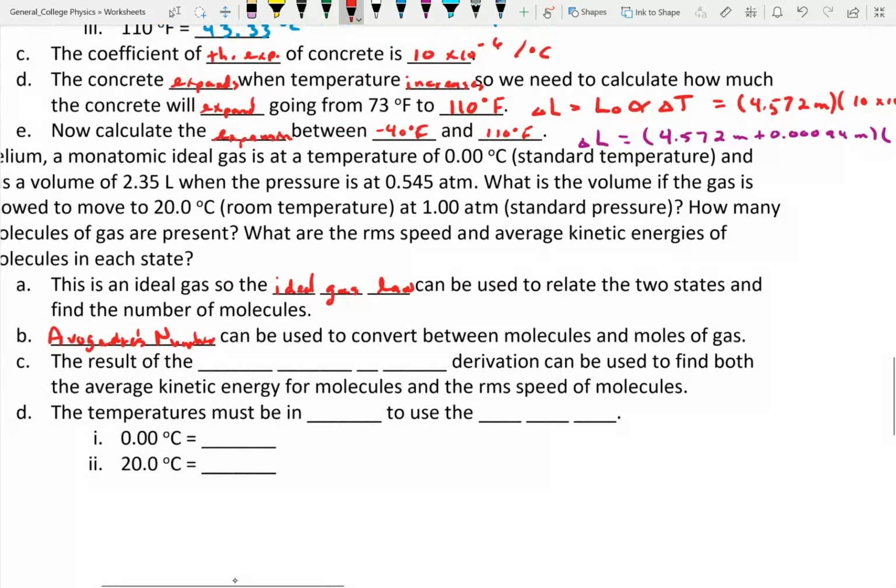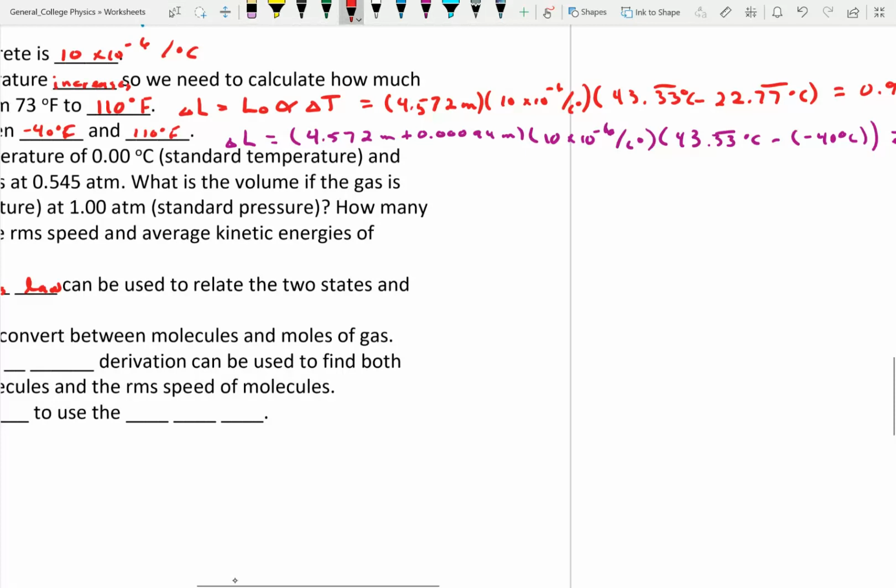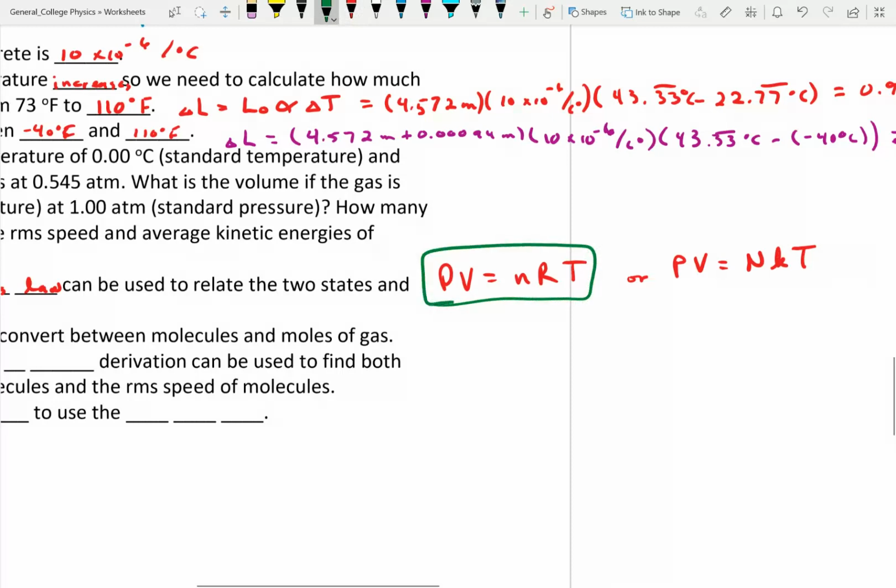So let's do the first thing. Let's calculate the number of molecules or number of moles, whichever you prefer. So we know PV equals nRT or PV equals NkT. The difference in the two is just using moles or molecules. So I chose to use in my solution the first form here. And so if you solve that for n, you have n is equal to PV over RT.